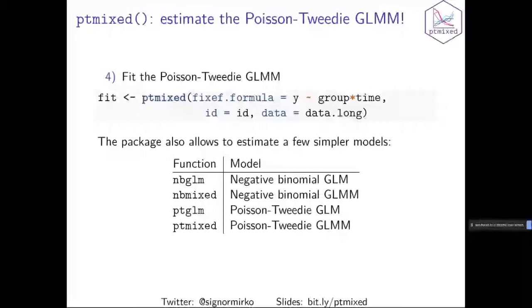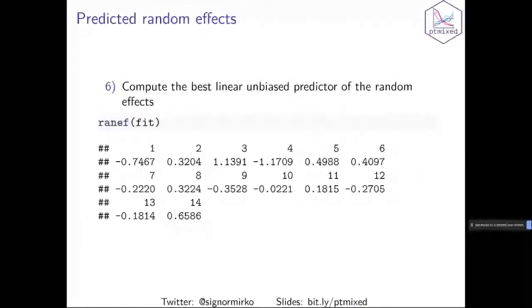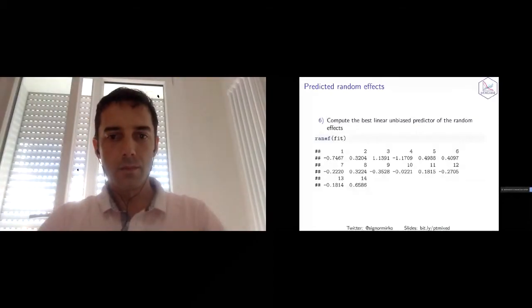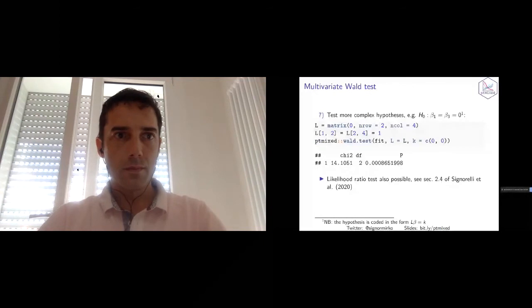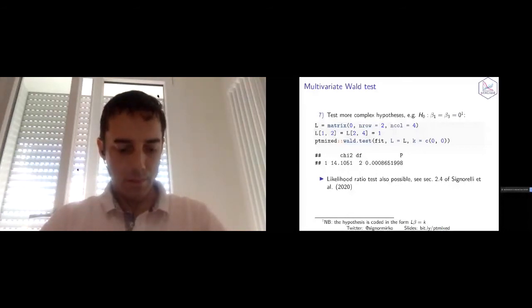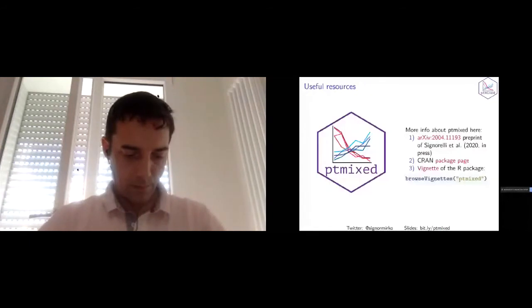The parameter estimates, standard errors, and univariate Wald tests associated to the estimated model can be obtained with the summary function, as usual with GLMs and GLMMs. There is also a ranef function that computes the best linear unbiased predictor of the random effects. And finally, there is also the option to test more complex statistical hypotheses through a multivariate Wald test or a likelihood ratio test. For more details about ptmixed, I refer you to the paper about ptmixed and to the CRAN page where the package is published. There you can also find a vignette with a step-by-step example of how the package works.